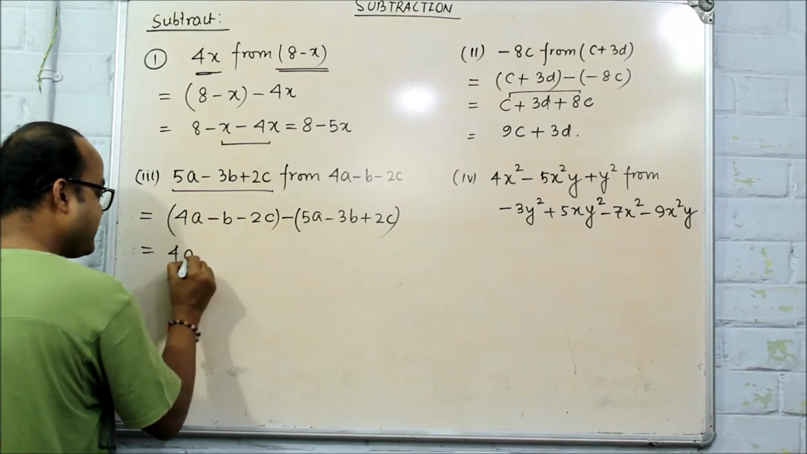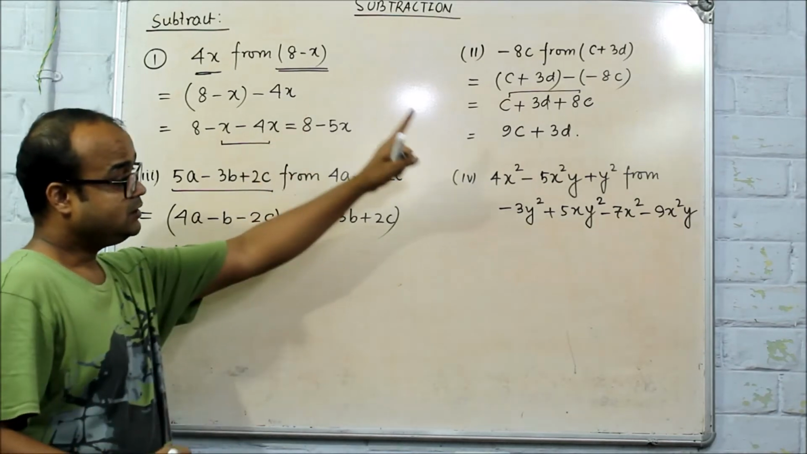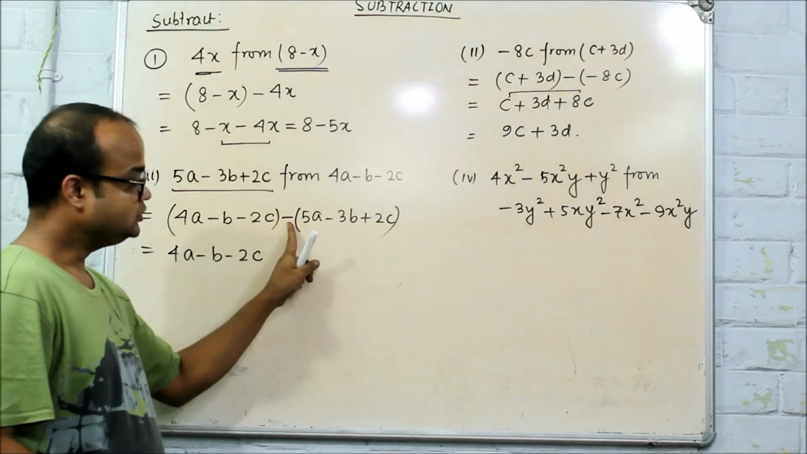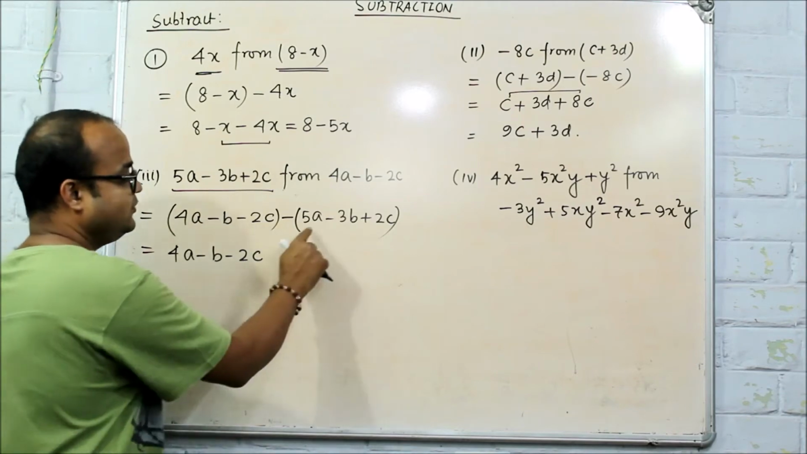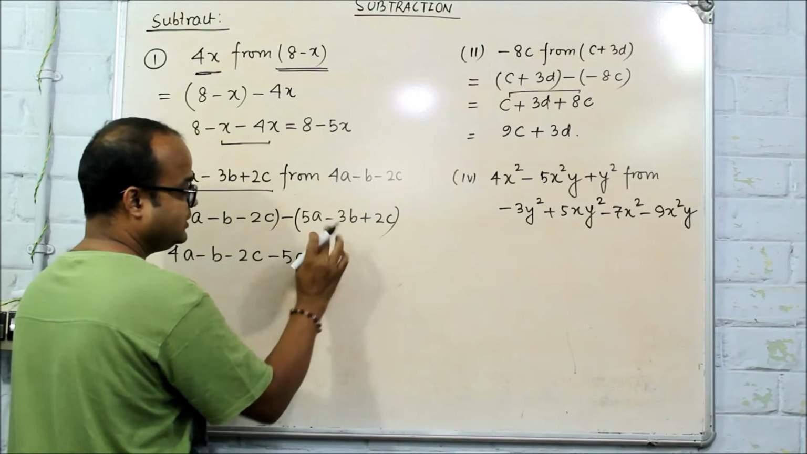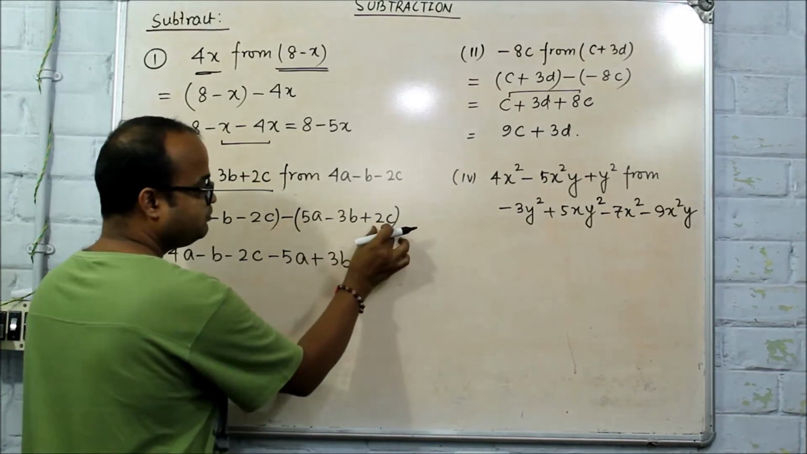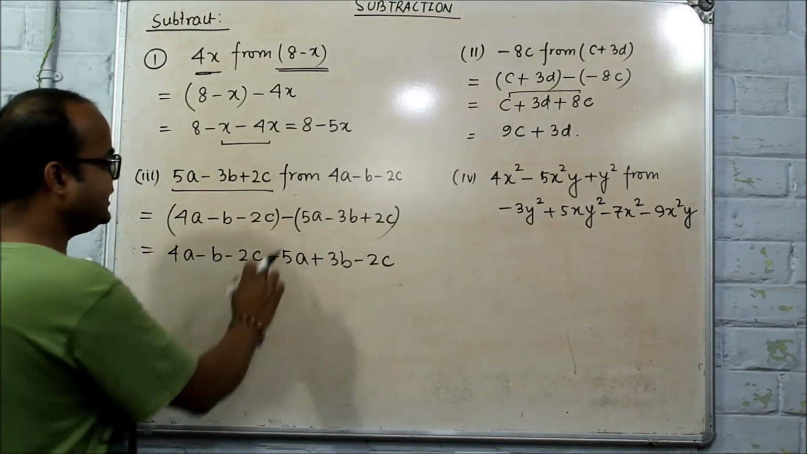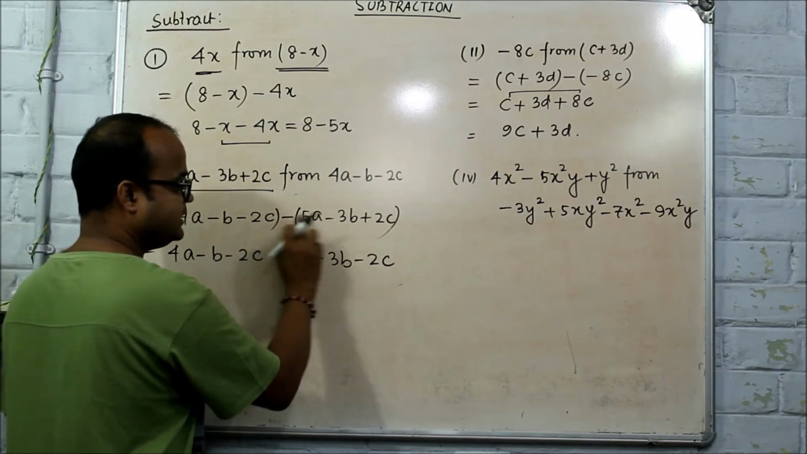So 4a minus b minus 2c. Now, as I told you, the outside sign is minus, so when you open up the bracket, all terms will change their sign. 5a is positive, so it will become negative, minus 5a. Minus 3b will become plus 3b. Plus 2c will become minus 2c. You can remember it like this: minus plus minus, minus minus plus, minus plus minus.